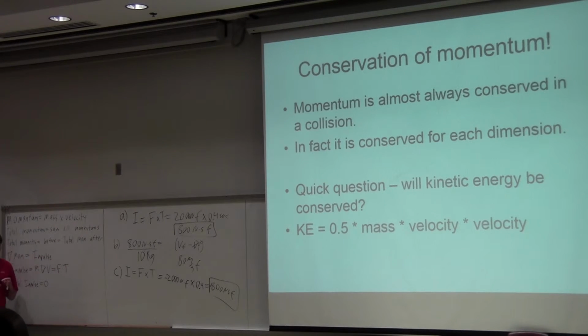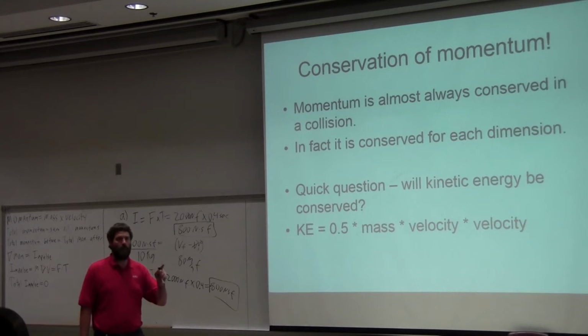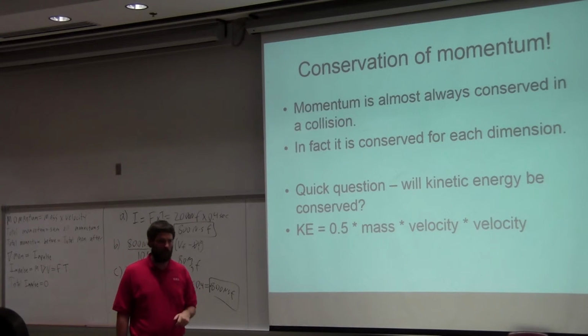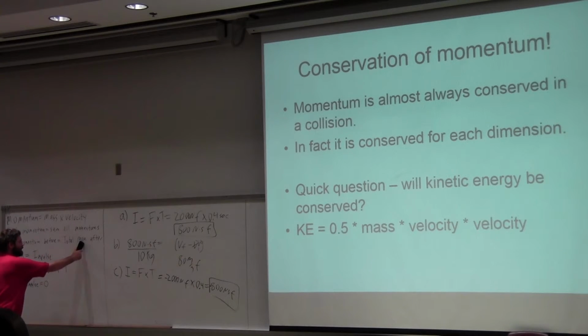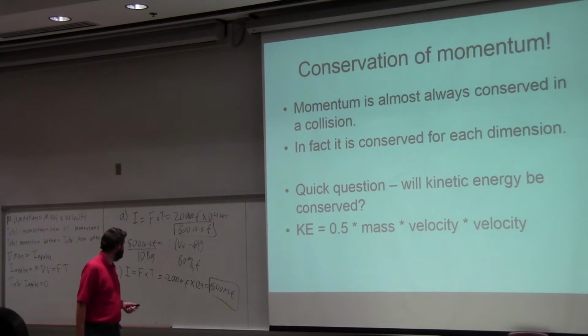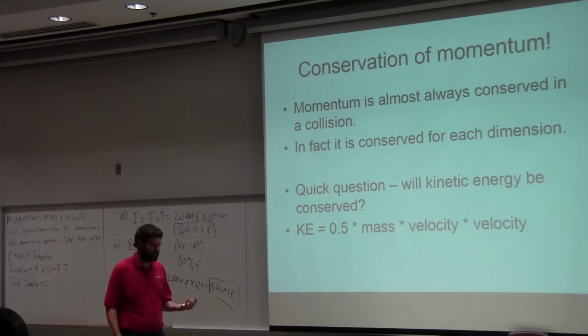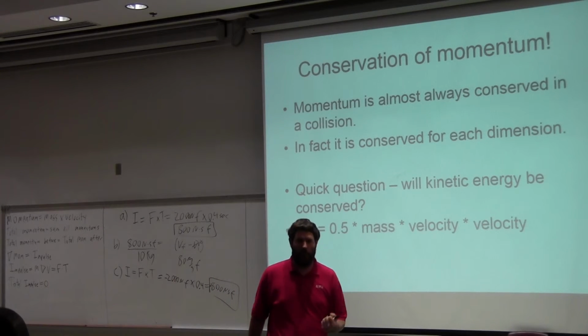So, momentum is conserved. So that means the total momentum before a collision or separation will equal the total momentum after the collision or separation. So total momentum before equals total momentum after. I'll let that sink in. So if two cars run into each other, the total momentum of those two cars after the collision is the same as the total momentum before the collision.